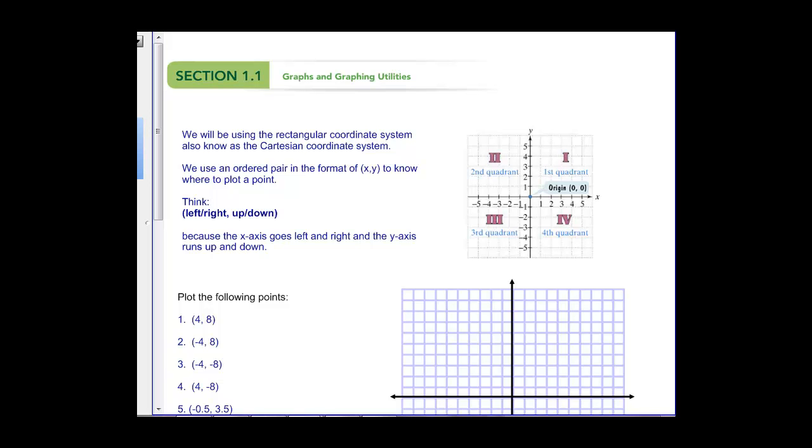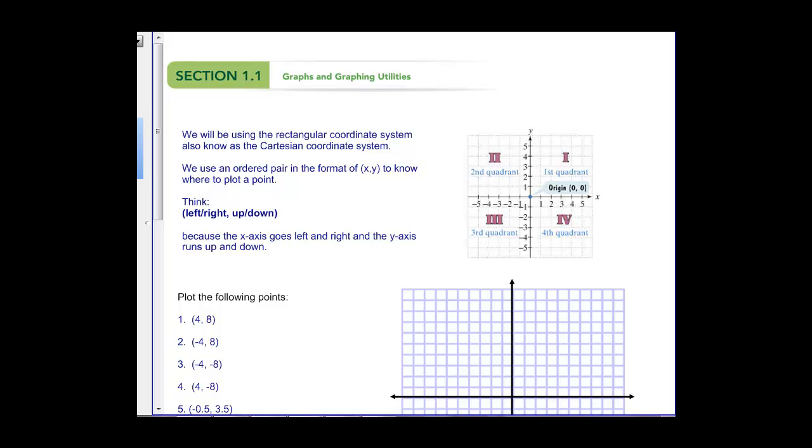So your quadrants start with quadrant 1 in your upper right-hand corner, and then it goes counterclockwise. So it goes around to the left. So 1, 2, 3, 4. And then ordered pairs will always be a number, comma, another number. They'll be in a set of parentheses. And it's just your x, comma, y. So it goes alphabetically to x, comma, y.